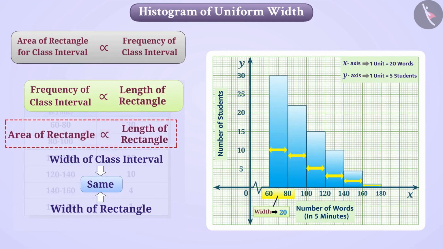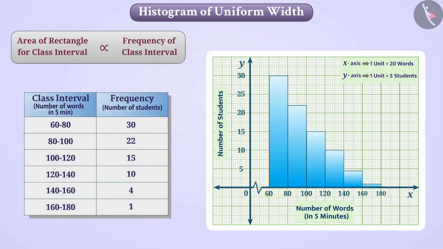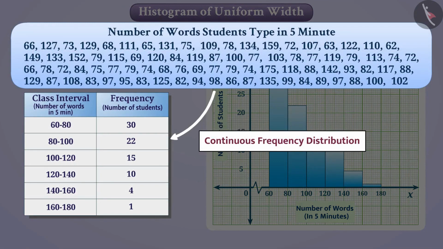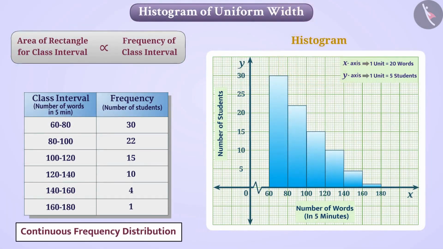In this way, when the width of each class interval is the same, the length of the rectangle can be taken in proportion to the frequency of the class interval. This will also make the area of the rectangle proportional to the frequency of that class interval. In this way, we will get a histogram. Here, the data is classified as a continuous frequency distribution. Since the histogram is used to represent a continuous frequency distribution, it does not contain spaces between rectangles. As you can see in this histogram, there are no spaces between the rectangles.